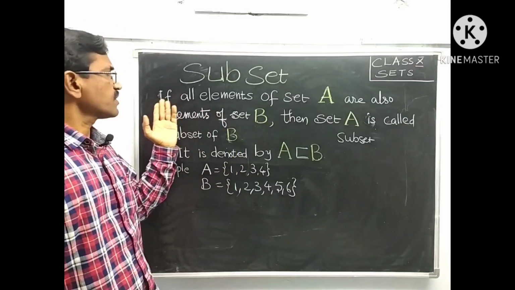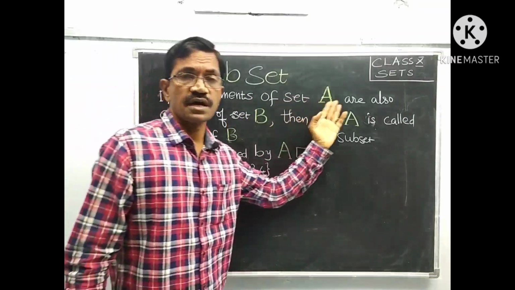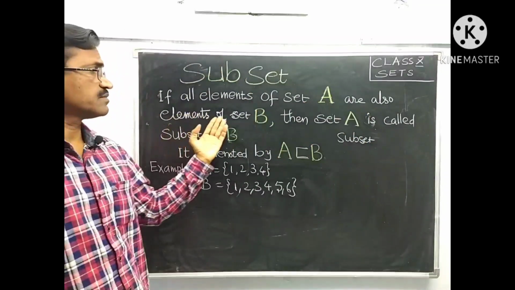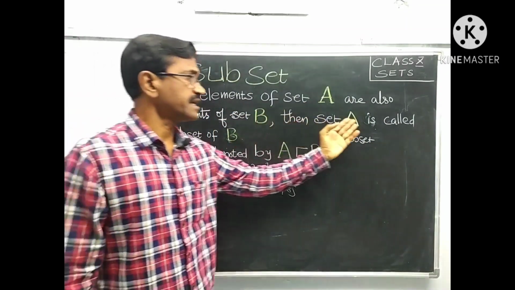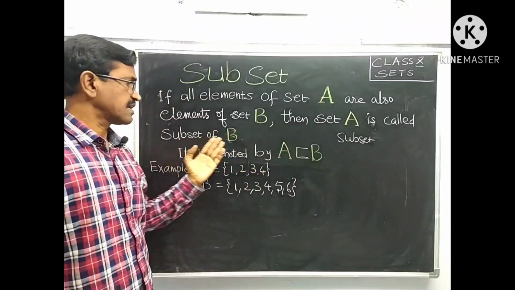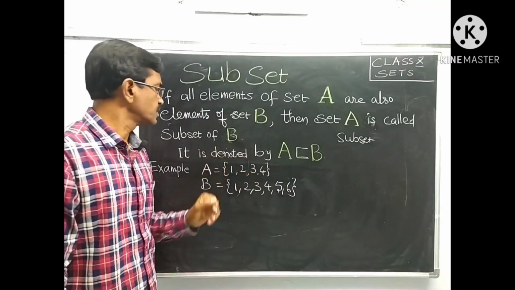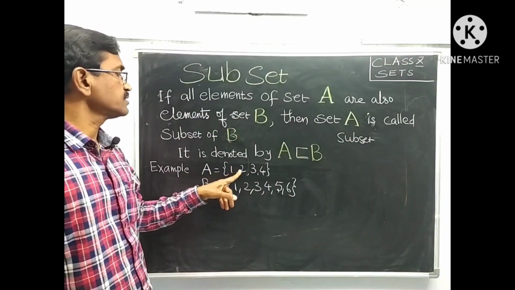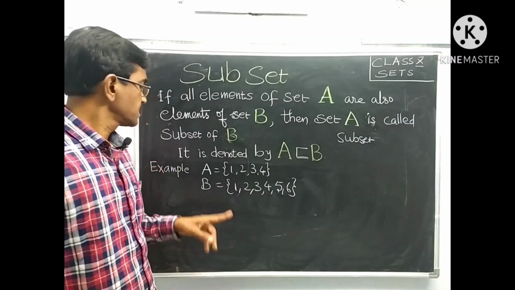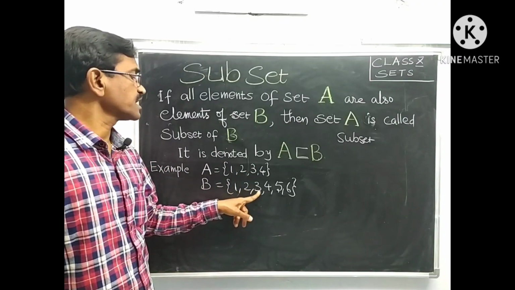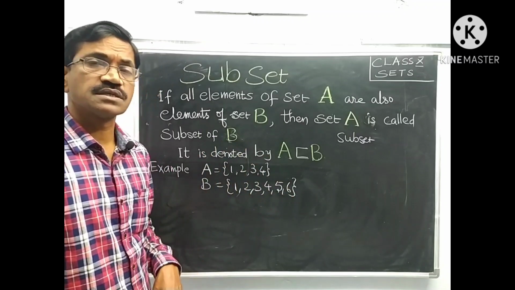Definition: if all elements of set A are also elements of set B, then set A is called a subset of B. For example, A is equal to the set of elements 1, 2, 3, 4. B is equal to the set of elements 1, 2, 3, 4, 5, 6.